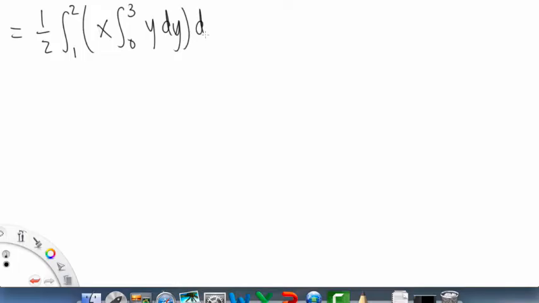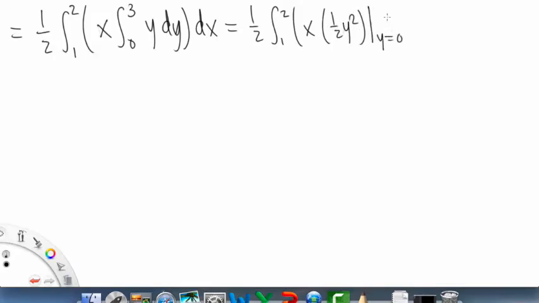Okay, so then what we get is 1/2 integral from 1 to 2, and then I'm moving x right outside here, and we have 0 to 3, and then a y and a dy and a dx. Okay, so now we'll just integrate like normal. So we have 1/2, 1 to 2, and then x times 1/2 y squared as y goes from 0 to 3, right? We have our dx.